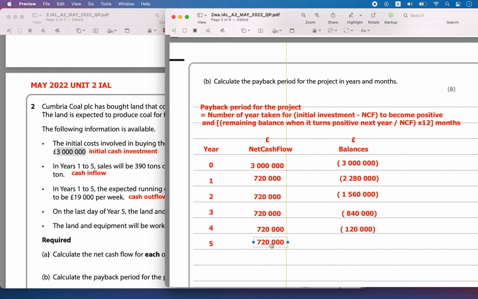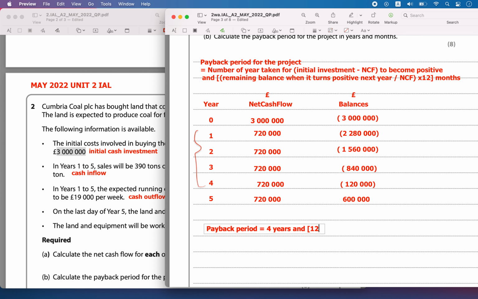Then in the fifth year, you pay the 120,000 out of the 720,000. So my payback period will be around 4 years, and the number of months you will calculate. So 120,000 divided by 720,000, times 12. You divide it and then multiply it by 12. This portion represents the months.